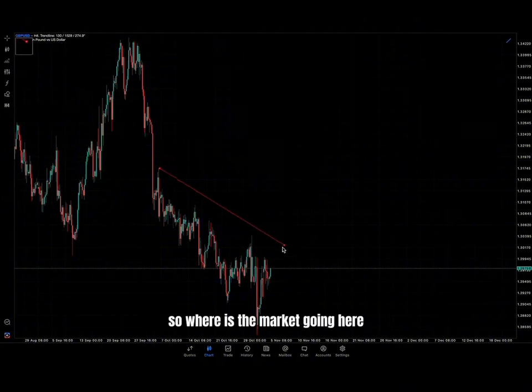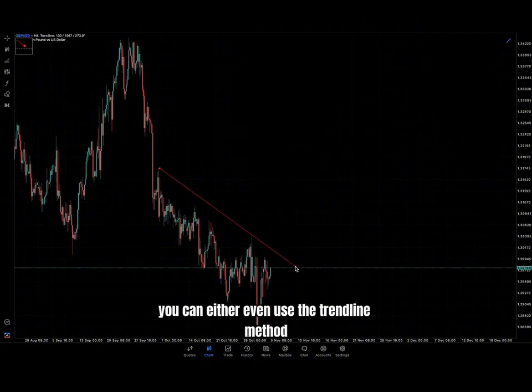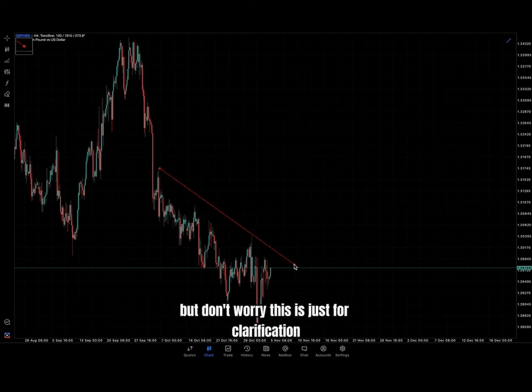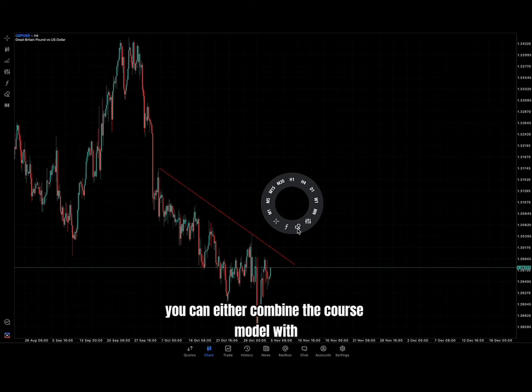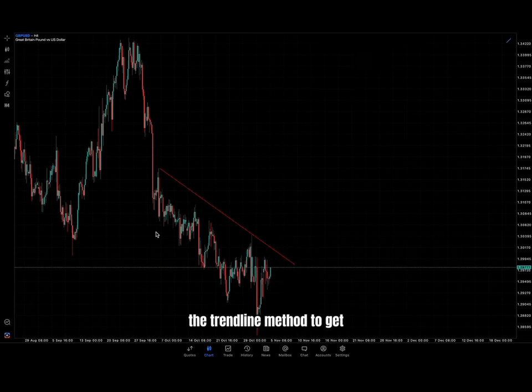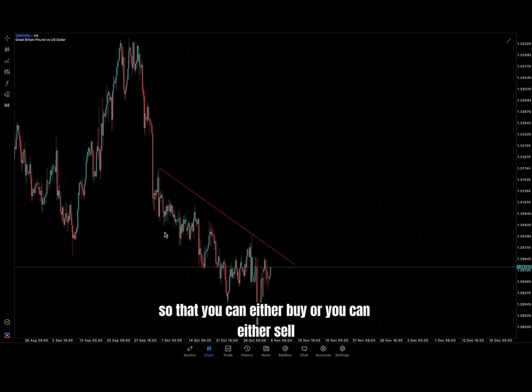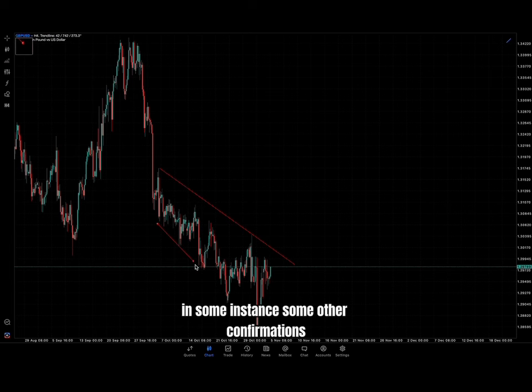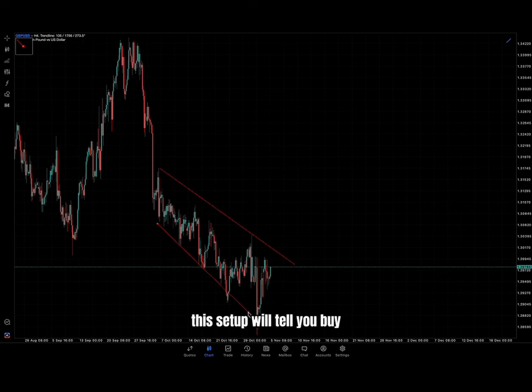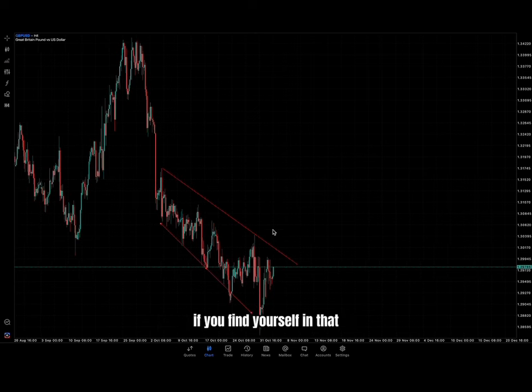So where is the market going here? You can even use the trendline method, but don't worry, this is just for clarification. You can combine the Quasimodo with the trendline method to get many confirmations, so that you can either buy or sell. In some instances, this setup will tell you buy and the other setup will tell you sell. If you find yourself in that situation, you need to redo your work, because obviously that will be a loss.